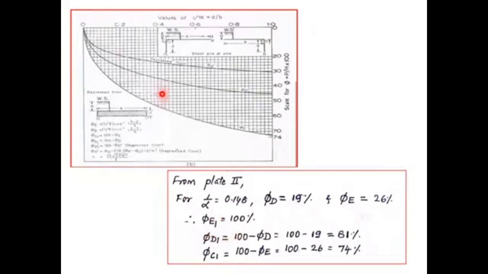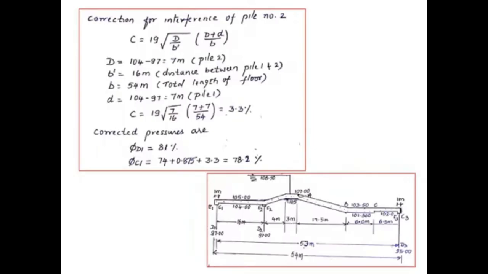So this was the upstream pile. We get the pressure at point D1 and pressure at point C1. The pressure at point D1 is 100 minus phi d, which is 81%, and similarly the pressure at C1 is 100 minus phi e, which is 100 minus 26, which is 74. So that means the pressure which was at E1 is here 100%, gets reduced to 81%, and again reduced to 74%.